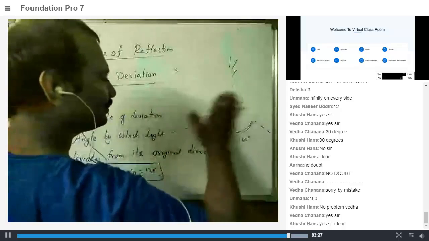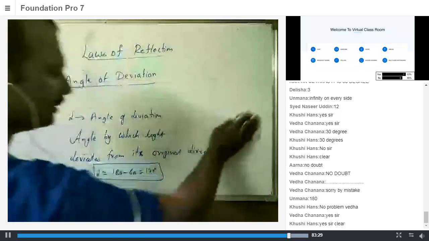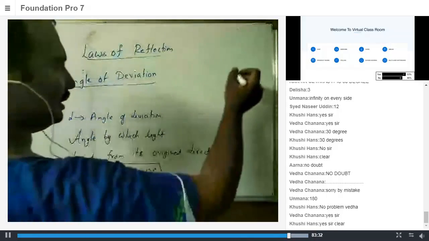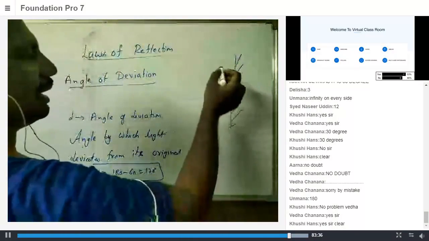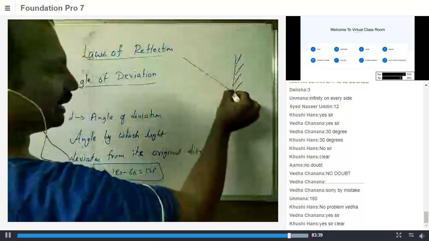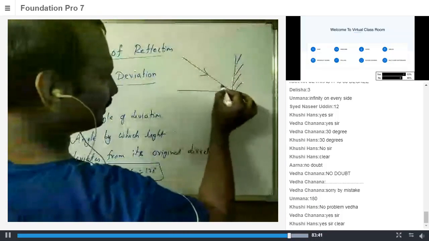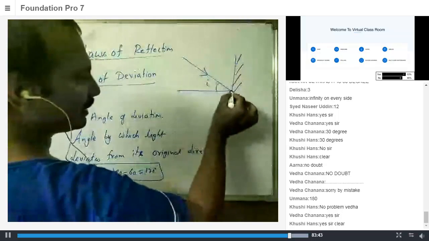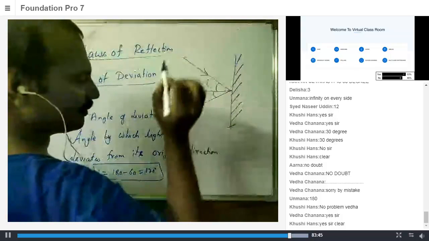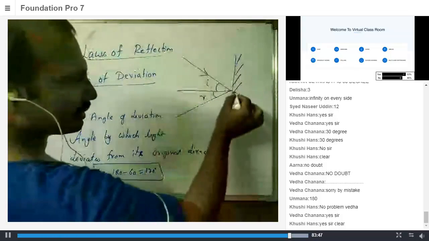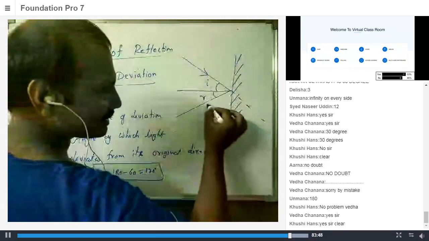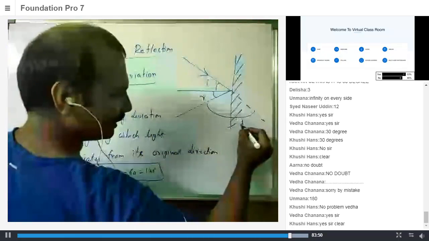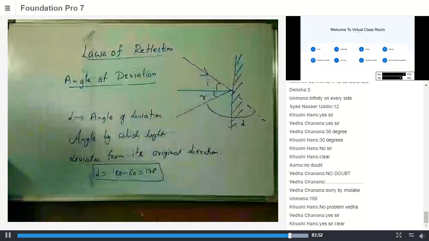I'll just redraw the figure. So I'll just rub these numbers and I'll redraw the figure. So this, I'll say, is the incident ray. Let's say this is angle of incidence I. This is angle of reflection. And if I take this part, it is the angle of deviation. Is that clear?